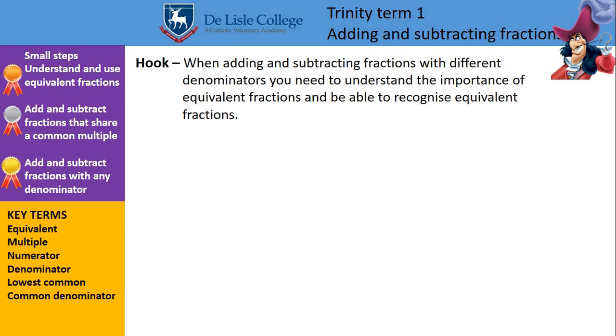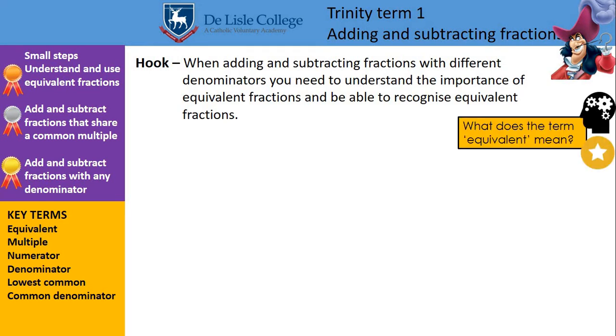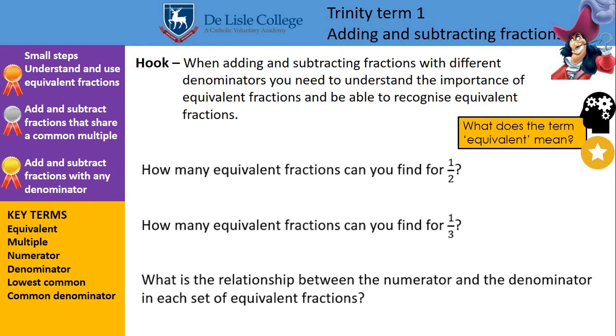So, one of the key things here is equivalent fractions. So, we're going to see how we work these out then. What does equivalent mean? And see if you can work out how many fractions you can find for a half that are equivalent, and then how many you could find for 1/3. And see if you can note a relationship between the numerator, so that's the top part of the fraction, and the denominator, the bottom part of the fraction, in those sets of equivalent fractions. So just write down as many as you can in the next 2 minutes on those. If you're unsure, just have a little think about what equivalent means, see if you can get a definition, and then we'll look into that shortly.